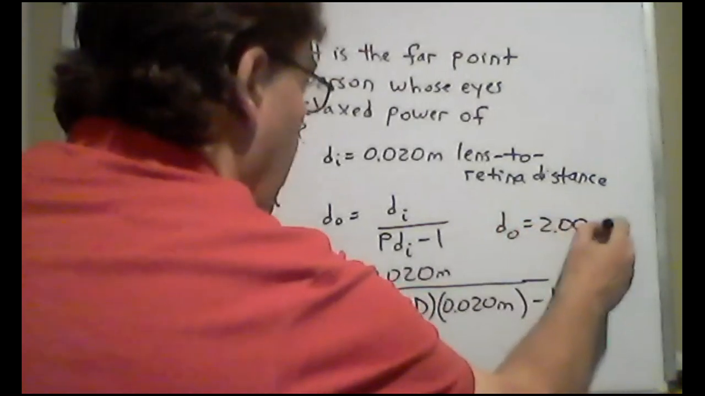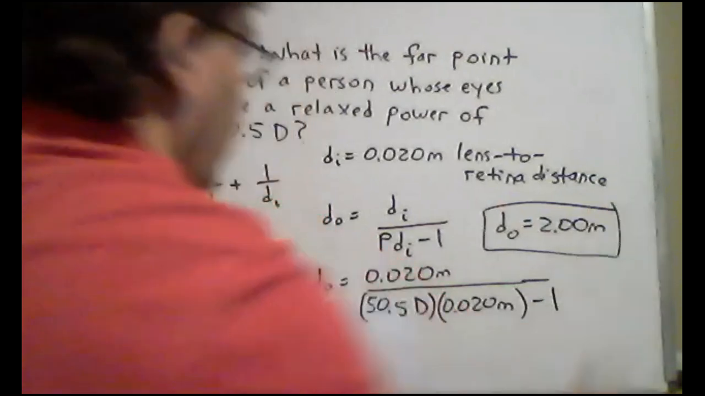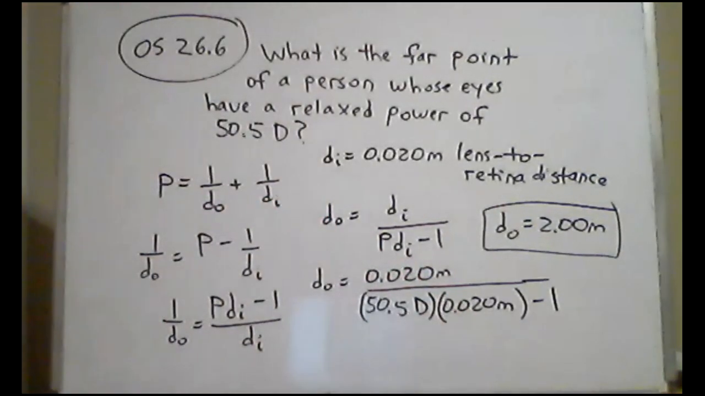That is that person's far point, and for normal vision, we can take the far point to be infinity. This person has a far point of just 2 meters. This person has a myopia problem.